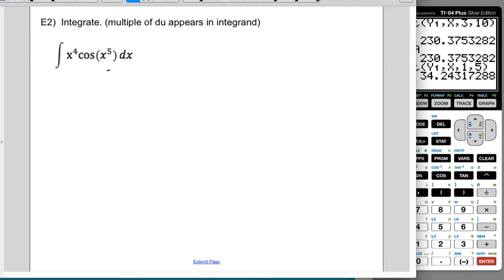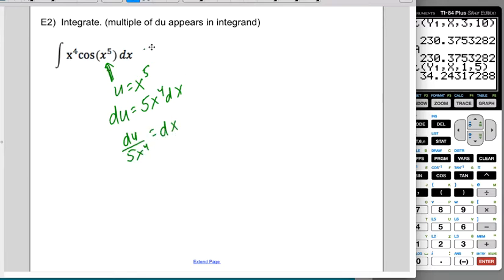All right, so let's try example 2. So now du is not going to appear exactly in the integral. A multiple of du will. So my u is probably the function that's inside another function. So my u is x to the 5th. My du is going to be a 5x to the 4th dx. When I solve this for dx, I get du over 5x to the 4th is my dx.